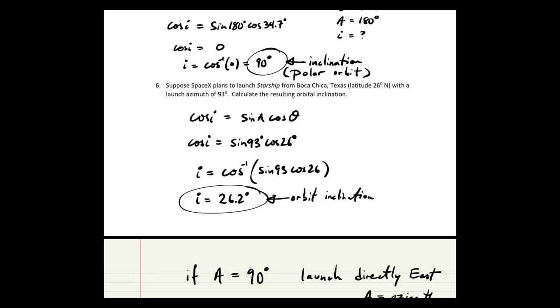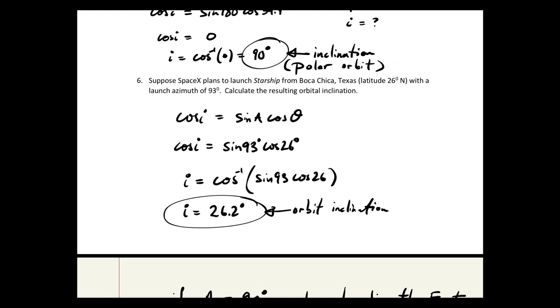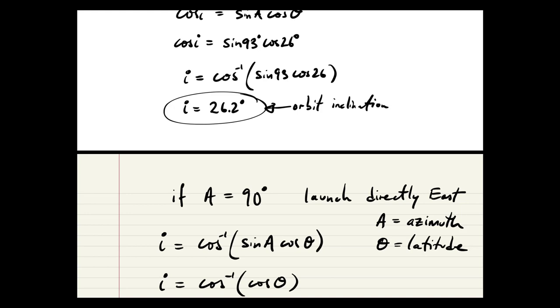Okay, so for SpaceX launching from Boca Chica at 26 degrees north latitude, a little bit south of a directly eastward path, their orbit inclination is pretty close to what their latitude is. And that's not too far off from the equator. Well, it's pretty close to a launch from Kennedy Space Center directly east. So let's just investigate this launch directly east. It's kind of a neat little mathematical property we can investigate here.